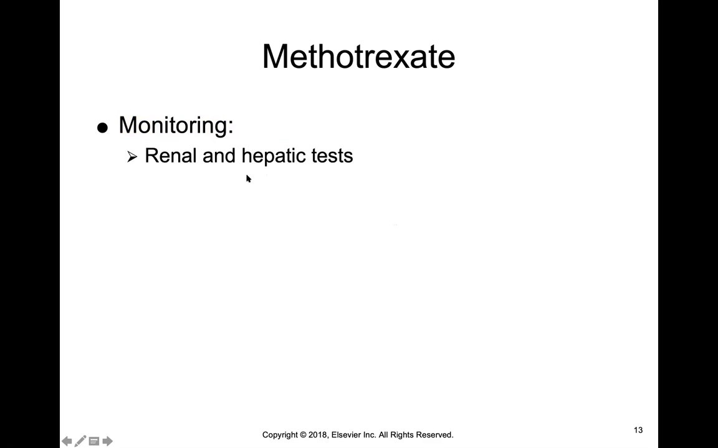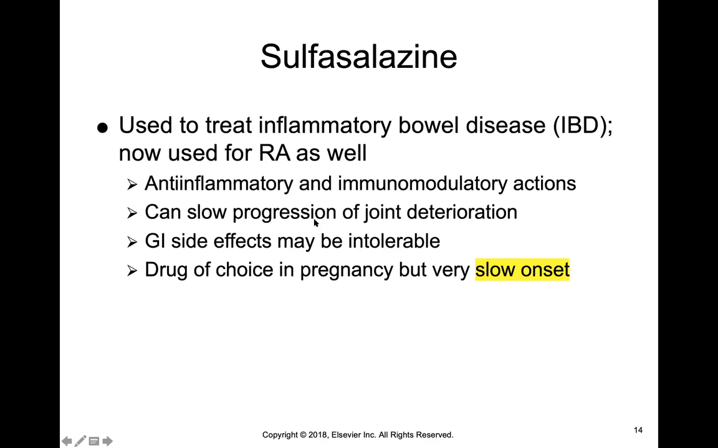While we're on methotrexate, we'll want to monitor renal and hepatic tests. Sulfasalazine is indicated for inflammatory bowel disease, but it can be used for RA as well. It's typically second or third choice because of its intolerability. But it can slow progression of joint deterioration.